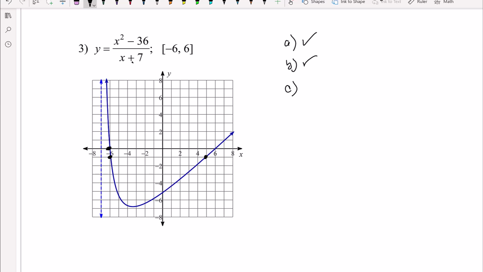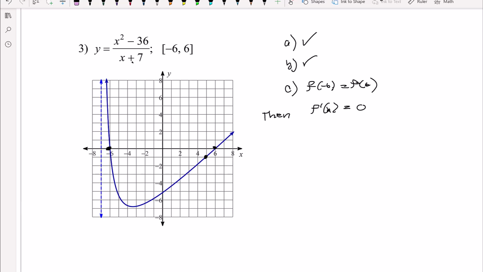And then, on that interval anyway, do we have any heights? Well, at negative 6 and at 6, those are the same heights, right? So we have f of negative 6 is equal to f of 6. So then we should be able to find where the derivative of f of x is equal to 0.